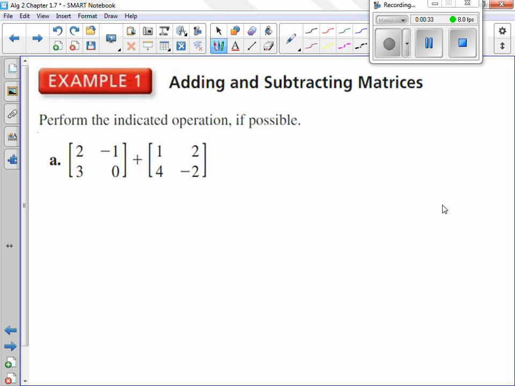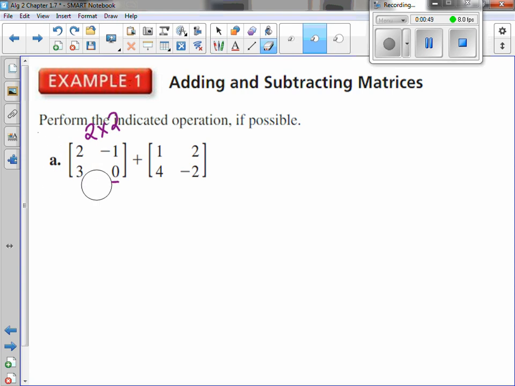So we're going to go on and just do some examples of these here, because having the actual definition, it'll make sense, but it's easier to just see how this works. So when we look at this here, the first matrix is a 2 by 2, because we have 2 rows and 2 columns. This one here is also a 2 by 2. So the dimensions for these two matrices are the same.